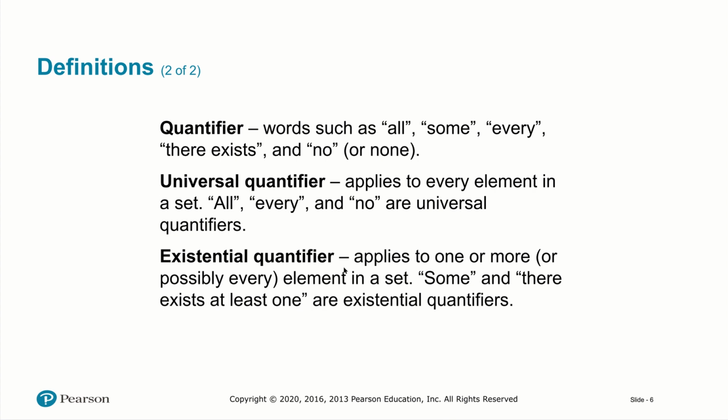Existential quantifiers apply to one or more, possibly all, elements in a set. These include words such as some, there exists at least one, etc. So these are considered existential quantifiers. We will see them in action soon.